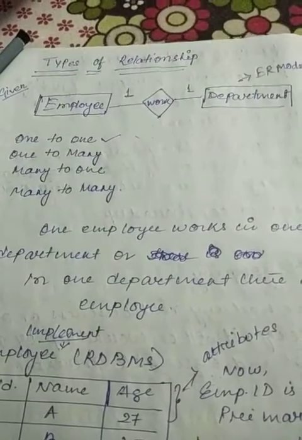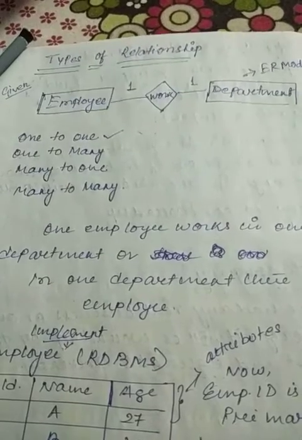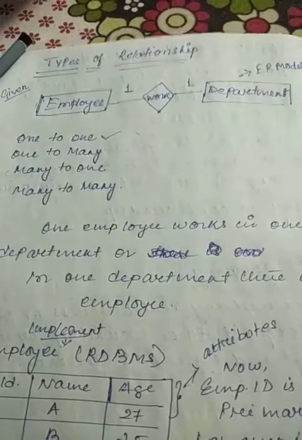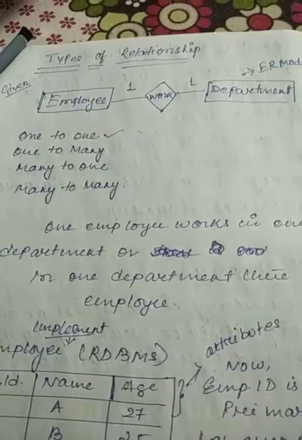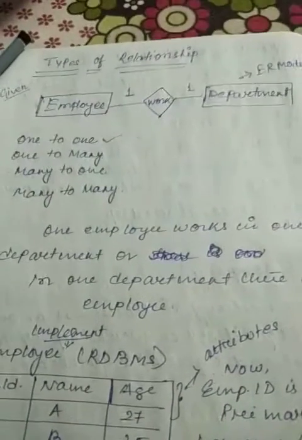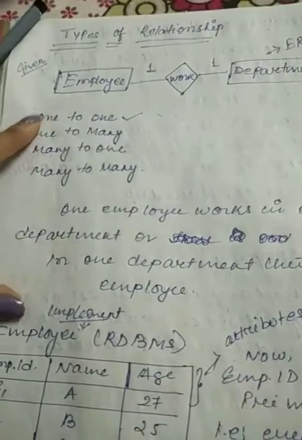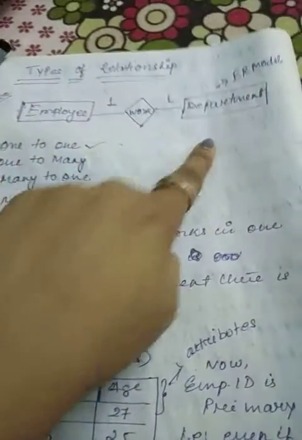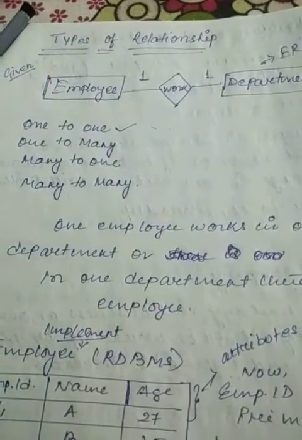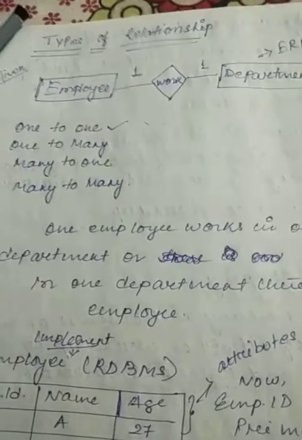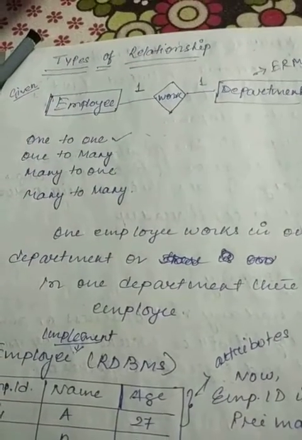You can see that I have written employee and department inside a rectangle and work inside a diamond shape. So, here employee represents an entity, department is also representing an entity, whereas work is representing the relationship. It is given that it is a one to one relationship.